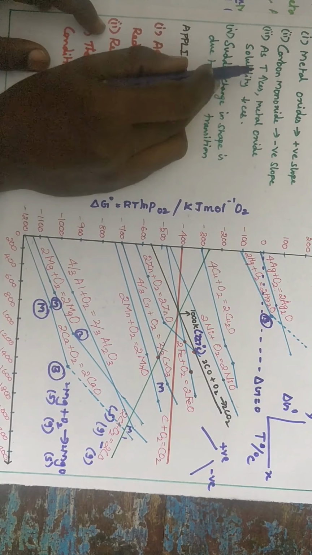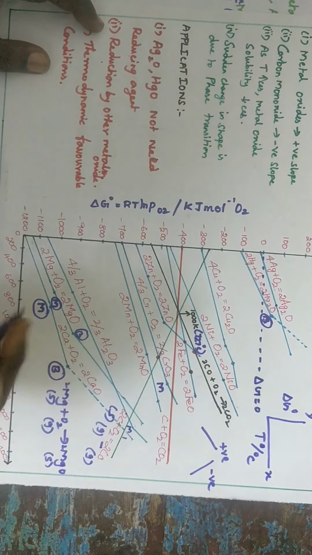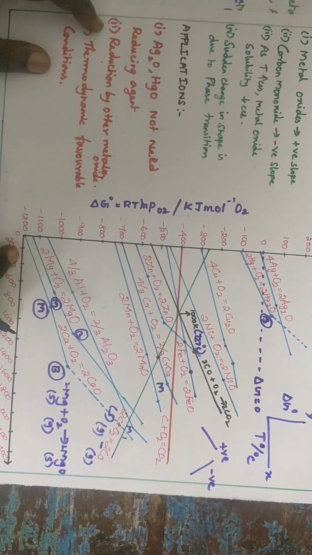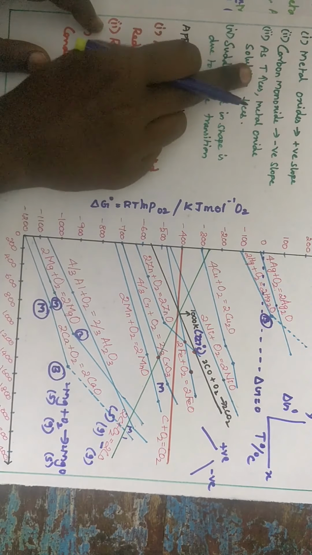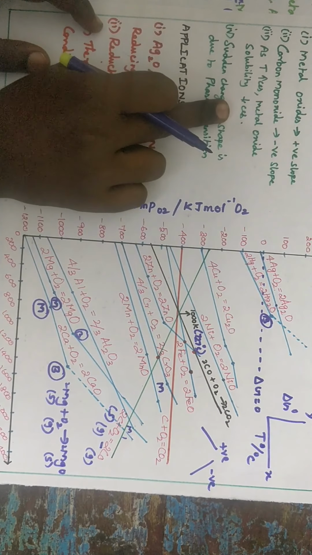Third, he observed that as temperature increases, metal oxide stability decreases, obviously, because as the temperature keeps on increasing, 200, 400, the delta G naught value starts changing. So as the temperature increases, the metal oxide stability also decreases.